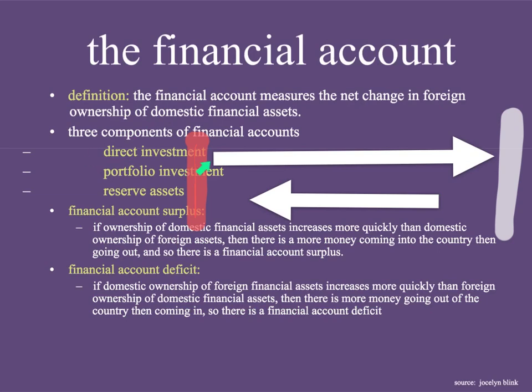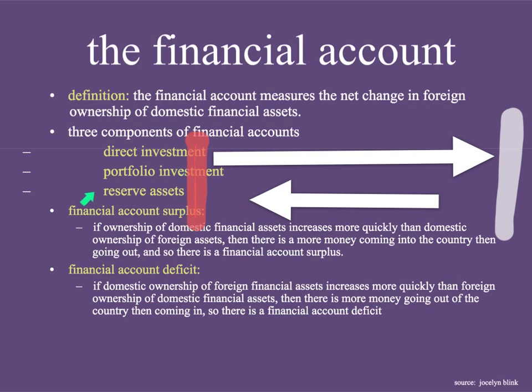The red country is buying property in the white country more so than the white country is buying property in the red country. Portfolio, what does that mean? Oh, well, that just means a measure of stock and bond purchases. So in this case, more people from the red country are buying stocks and bonds in the white country than people are buying companies that are from the red country.